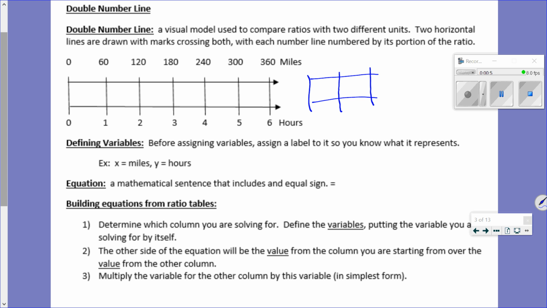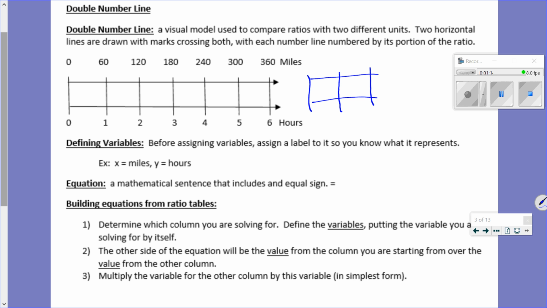So what ratio was this double number line built off of? Arturo? 1 to 60. Technically, I would have said 60 to 1 because you normally start up top and go to the bottom, right? So the ratio is 60 miles to 1 hour, or 60 miles per hour is how we normally say it. Pretty easy. And we'll work on this.